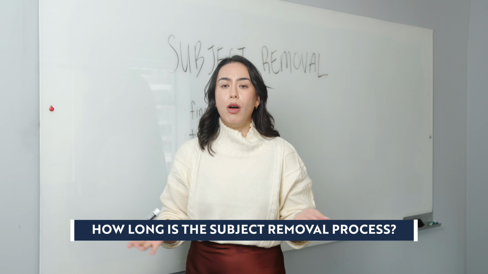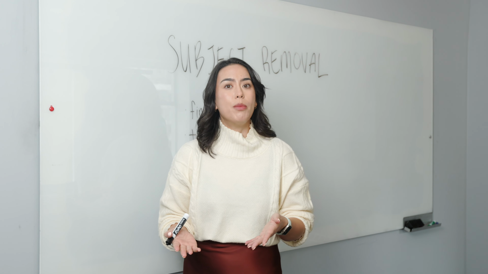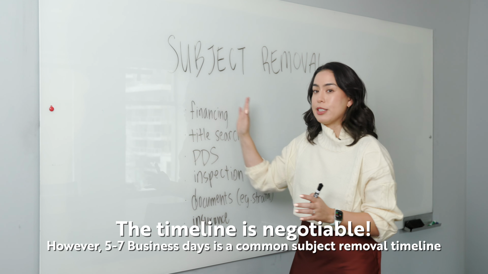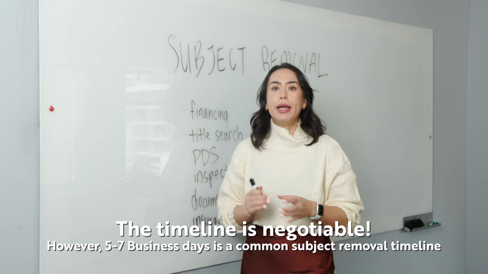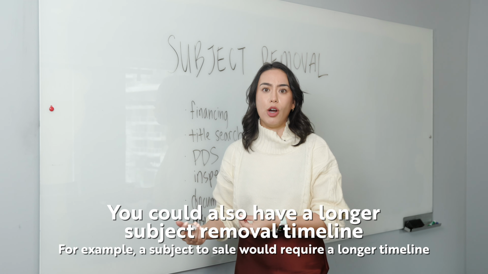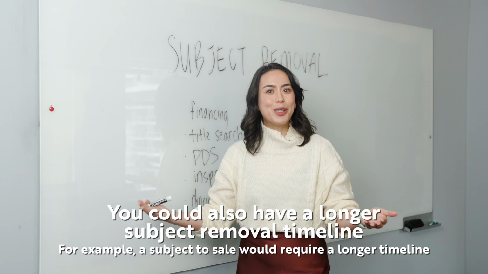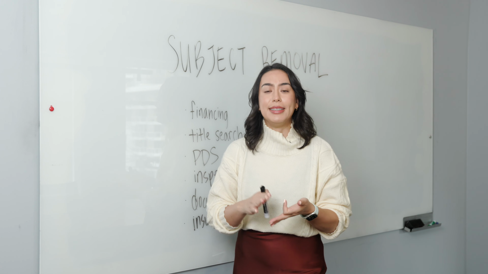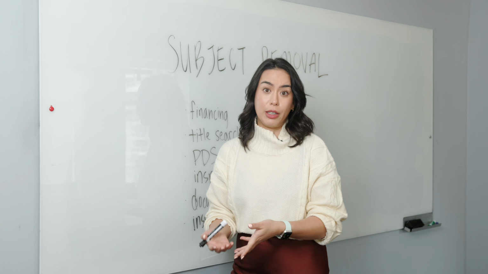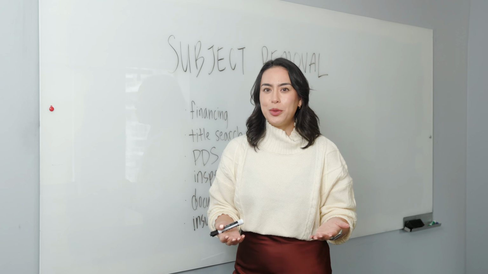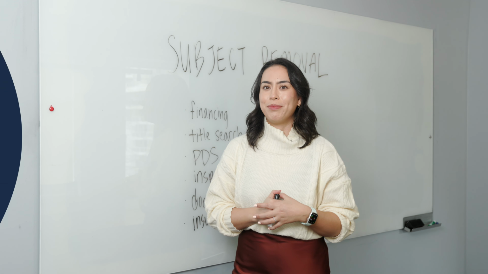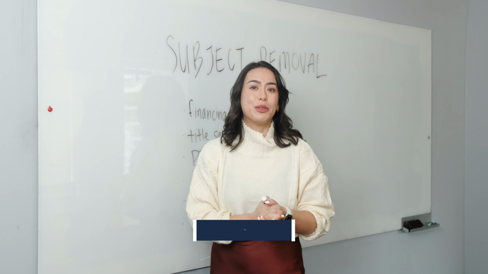So how long is the subject removal process? This is completely dependent on what is negotiated on the contract, but it's very common to see around a 5 to 7 business day turnaround for these standard buyer subjects. You might also see subject to sales, which is a subject to the buyer being able to sell their existing home, in which case you will have a much longer subject removal period. That could be 30 days, 60 days, 90 days, depending on what is acceptable by both parties and the average days on market for that particular home that the buyer is trying to sell. So long story short, the length of time for subject removal is completely negotiable, but it's generally going to be around a week.